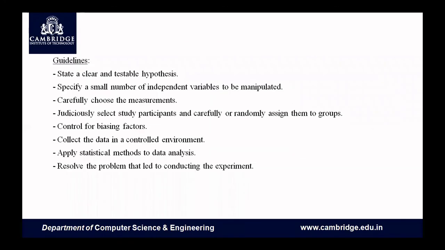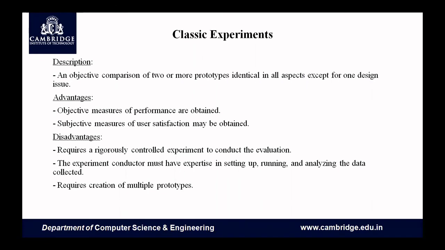Then the next one, classic experiments. It is an experiment where two or more prototypes, identical in nature, will be there for comparison of one design issue, where more prototypes will be focusing on one design. Advantage, objective measures of performance are obtained. Subjective measures also may be obtained. So the objective design factors can be obtained and the subjective ones also can be obtained.